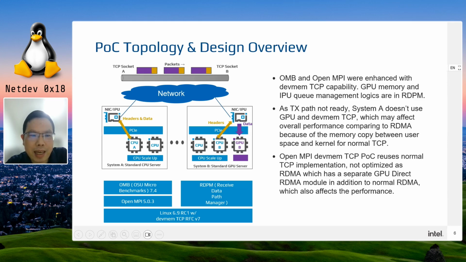And in the left bottom, we have the software design. We use the Open MPI software stack and the OSU micro benchmark. We also have a user space application, the RDPM, the receiver side path manager, that can manage the GPU memory and also the IPU queues.